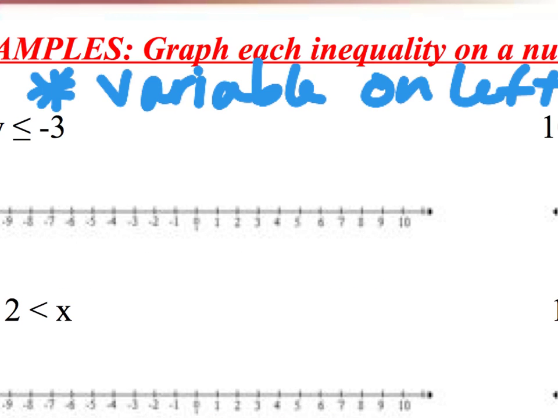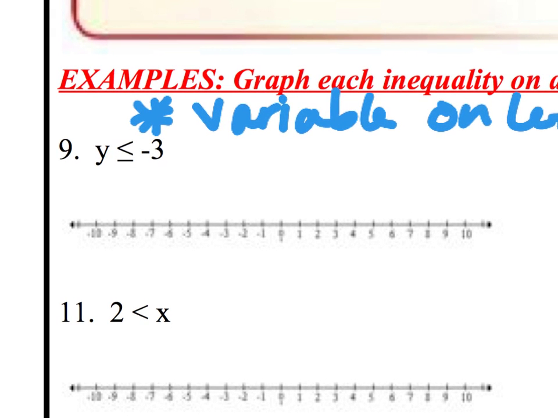So let's do the first one. Y is less than or equal to negative 3. So it's less than or equal to, so it's going to be a closed circle at negative 3. And the y value is already on the left, so that's good. What I can do is make this into an arrow like that to tell me which way to draw it. Since my y values get smaller than negative 3 going to the left, negative 4, negative 5, negative 6, I point the arrow to the left.